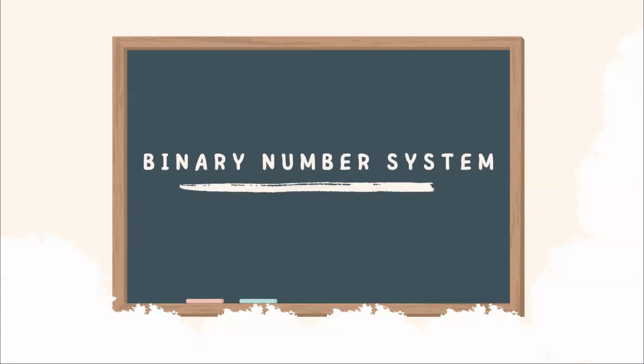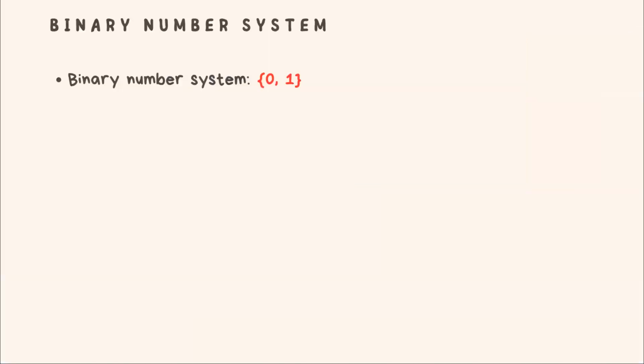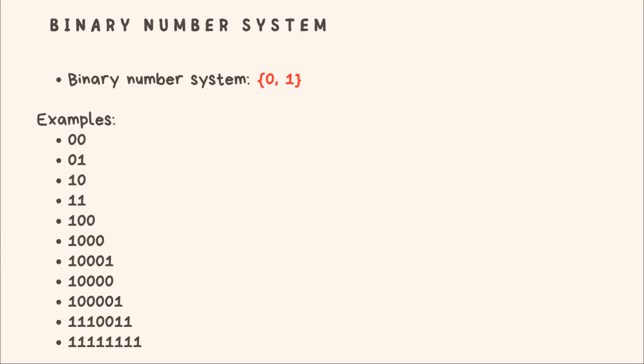Let's move on now to the binary number system. Binary number system, base 2 number system. By base, we mean that it has just 2 digits with the help of which we construct numbers. In the binary number system, we have 0 and 1 as the elements. And using combinations of zeros and ones, we construct binary numbers that belong to the binary number system. And here are a few examples of the binary numbers that we can make from this binary number system.